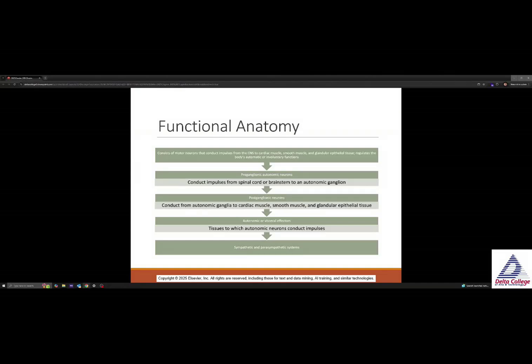And then it triggers autonomic or visceral effectors. These are tissues to which the autonomic neurons conduct the impulses. And then we end up with either a sympathetic or a parasympathetic system response. Stay with me.